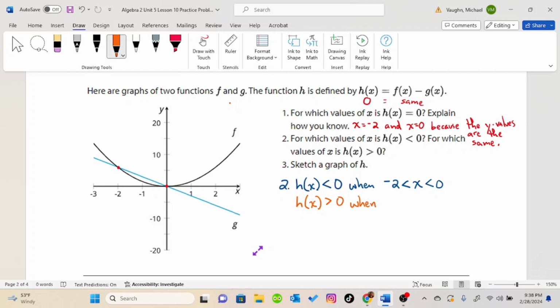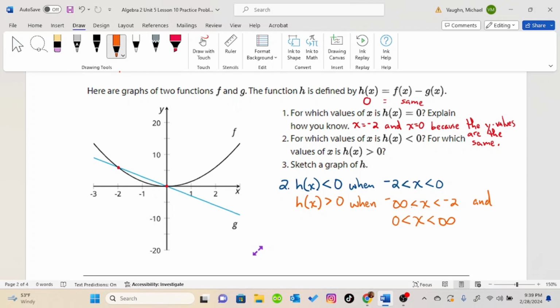So that would be negative infinity less than x less than -2, and 0 less than x less than positive infinity.